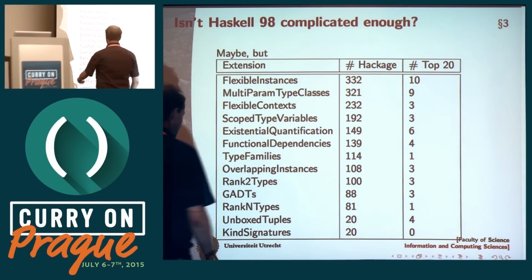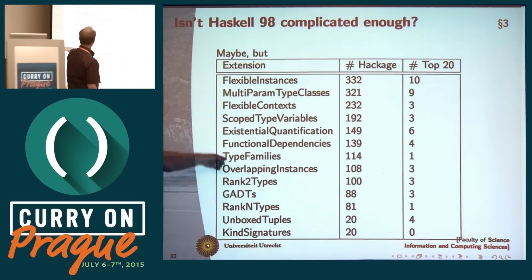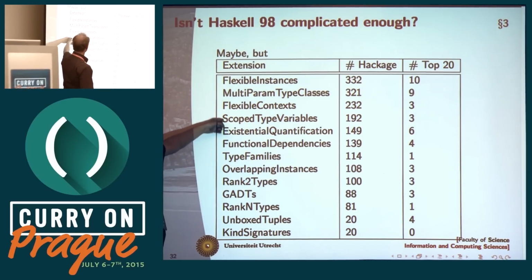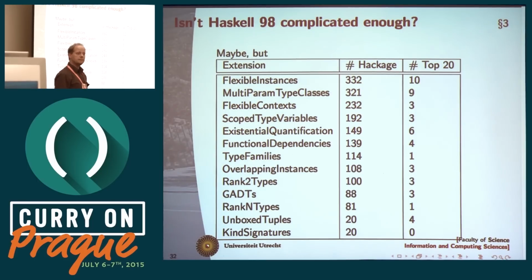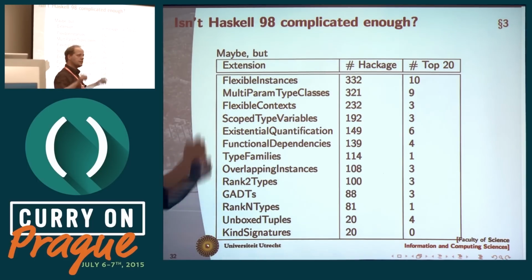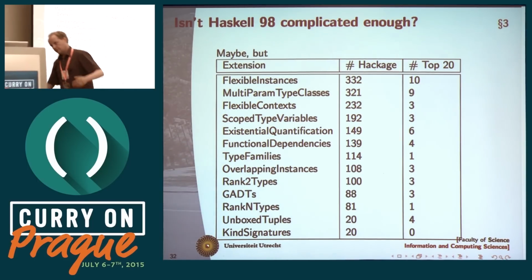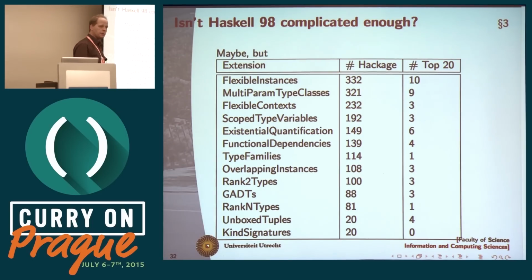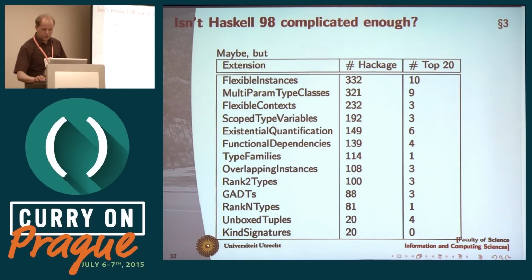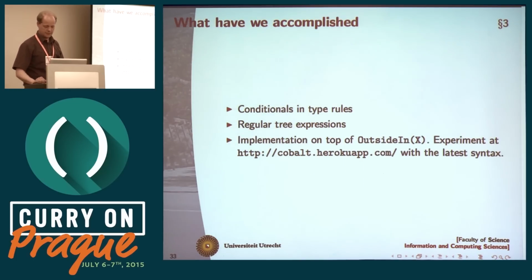And people use GADTs, they use type families, they use functional dependencies, existential quantification, scoped type variables. None of these are supported by Helium. None. We're not even Haskell 98. So, I tried to sell this in a proposal as a project, and then one of the reviewers said, this is going to revolutionize programming. So I got the money. But I think that's it.